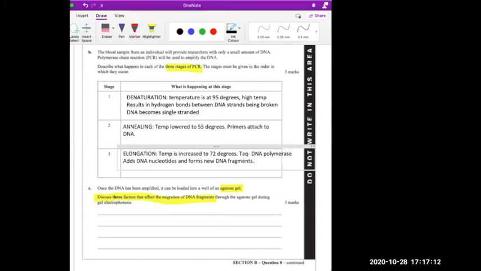Elongation is interesting because the temperature's increased, but it's not increased to 95, right? The point is increasing temperature increases kinetic energy. The more kinetic energy, the faster the reaction rate. The faster the reaction rate, the faster the reaction can occur and the more DNA that's going to be produced, right? So you want to have this balance between efficiency and denaturation. So obviously 95 is too high, but 55 is too low. So 72 is a good in between.